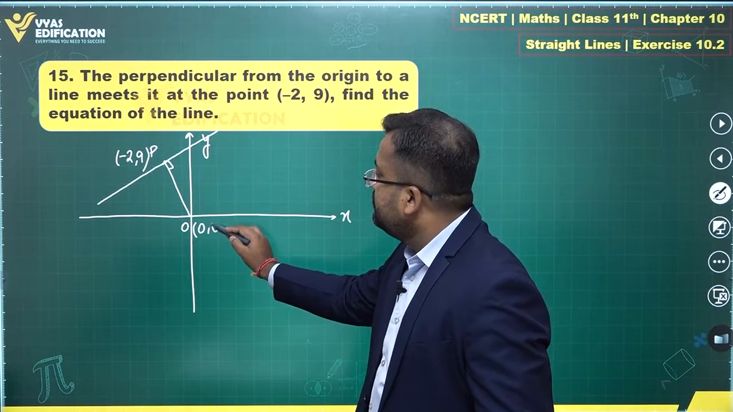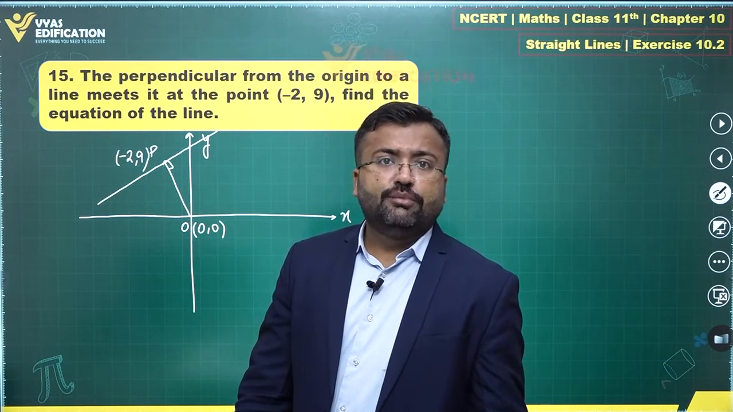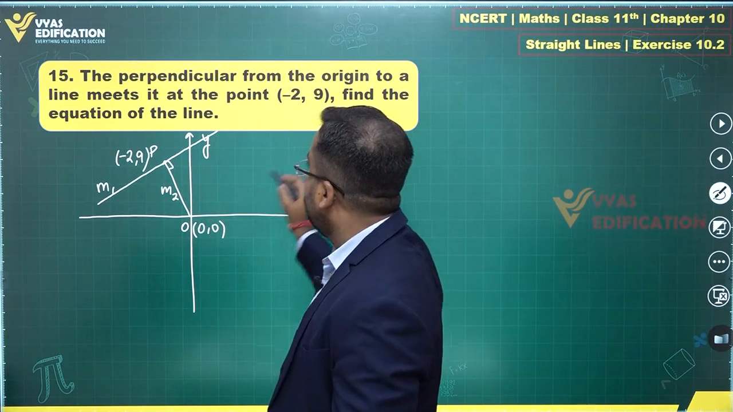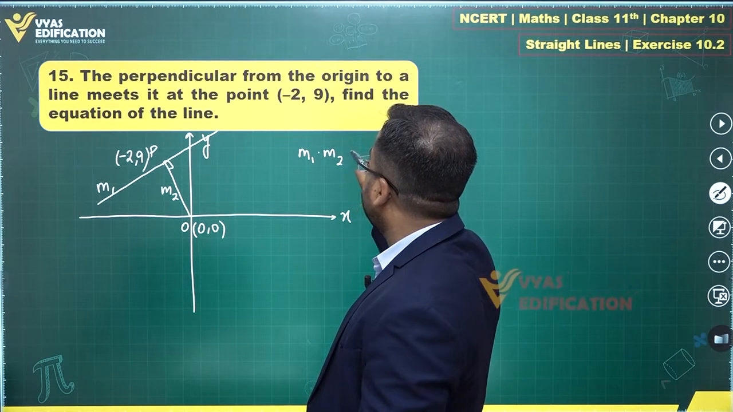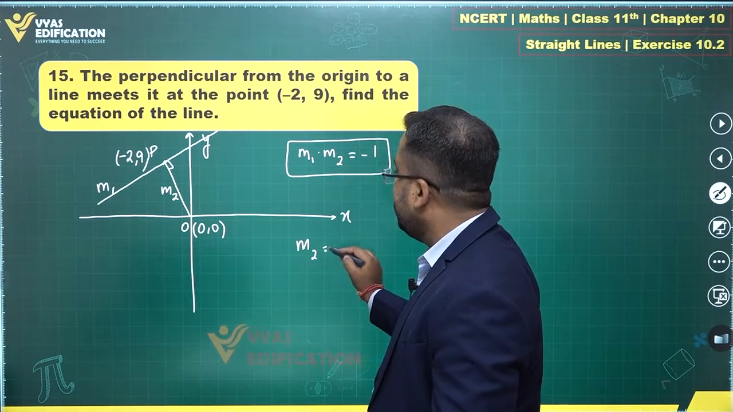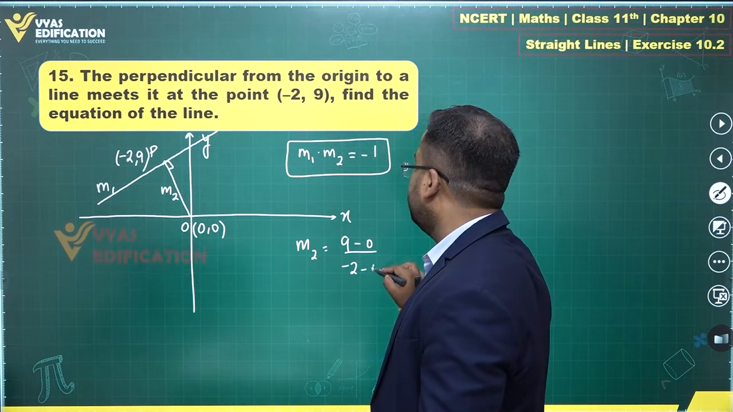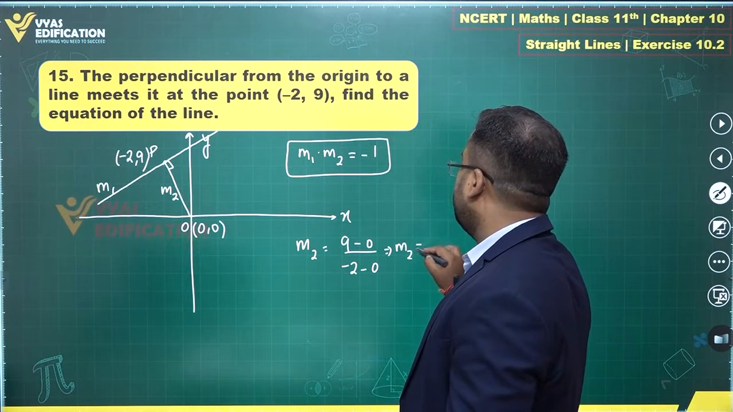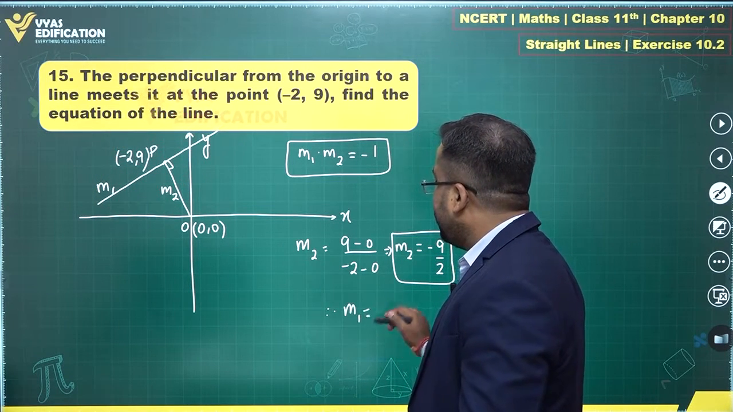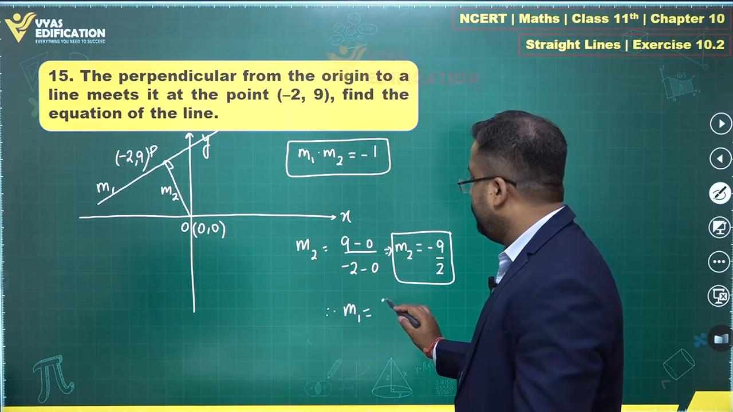This is 0 comma 0. If you are interested in the equation of the line, you are already given a point. Can you find the slope? Yes. If this slope is m1 and this slope is m2, you know that m1 times m2 will be equal to minus 1. And you can also find m2 easily since the points are given. This is 9 minus 0 over minus 2 minus 0. m2 is equal to minus 9 by 2. Therefore, m1 will be the reciprocal and take the negative. 2 by 9, and take the negative, it will become 2 by 9 only.